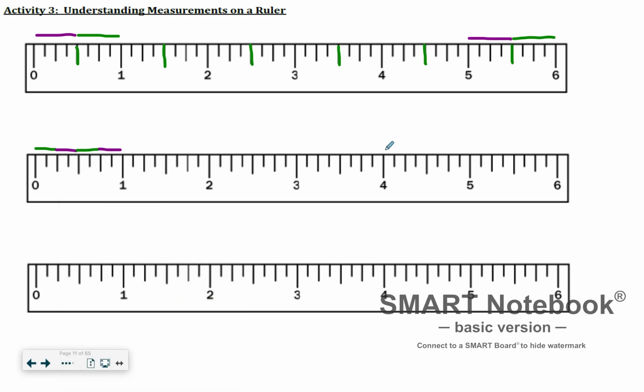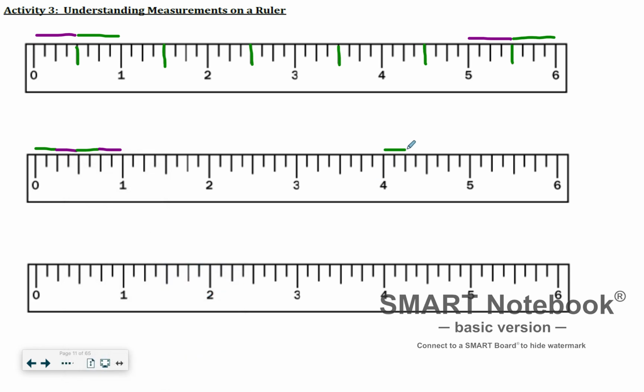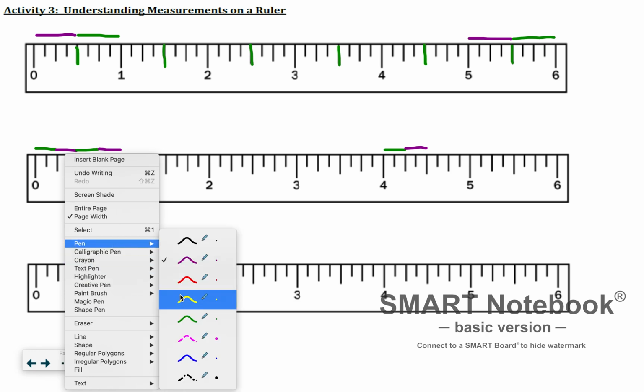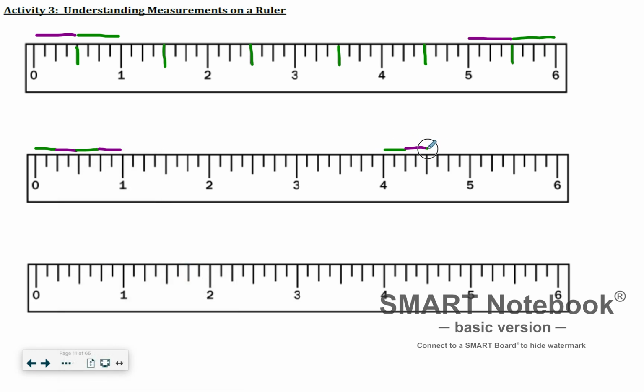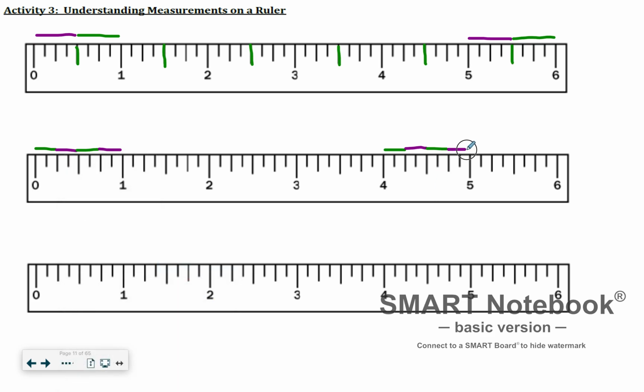So if I'm looking between 4 and 5, that's 1/4 of an inch. That's another 1/4 of an inch. That's another 1/4 of an inch. And then that's a 1/4 of an inch. Okay, so this would be 4 1/4. This would be 4 2/4 or 4 1/2. This would be 4 3/4.